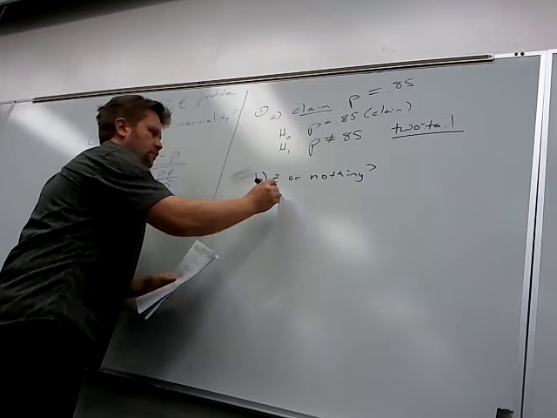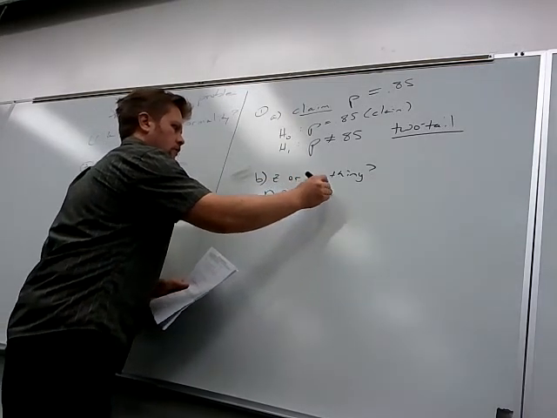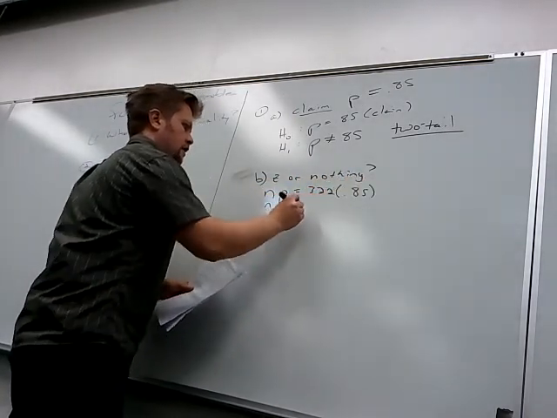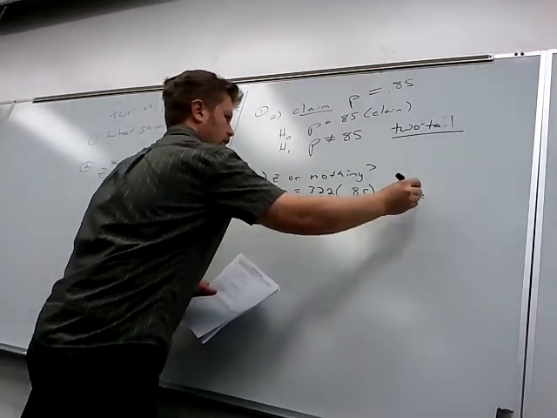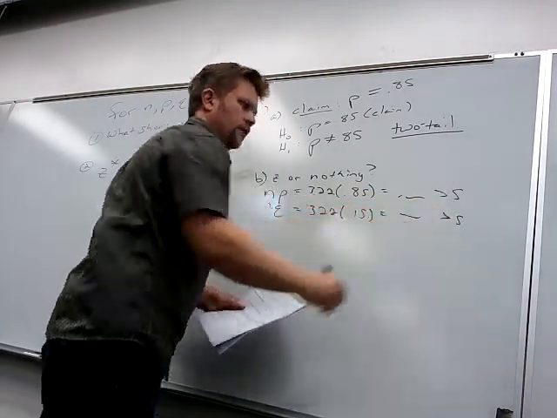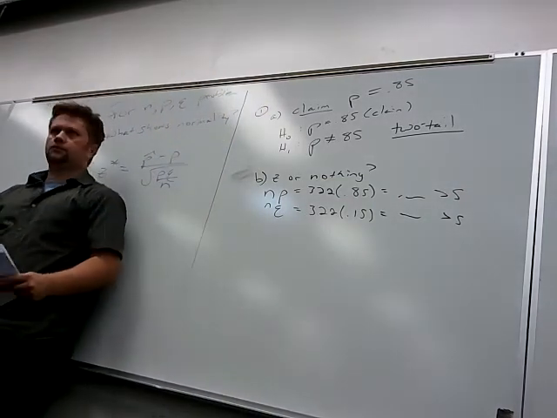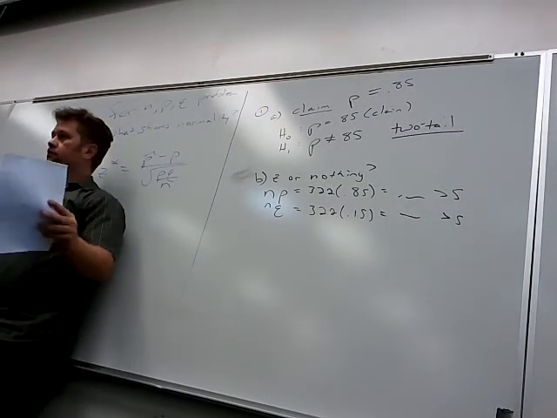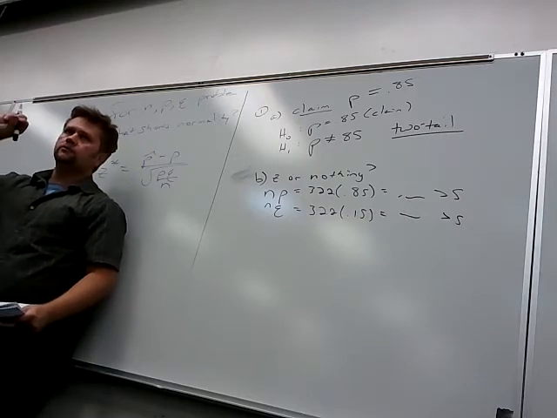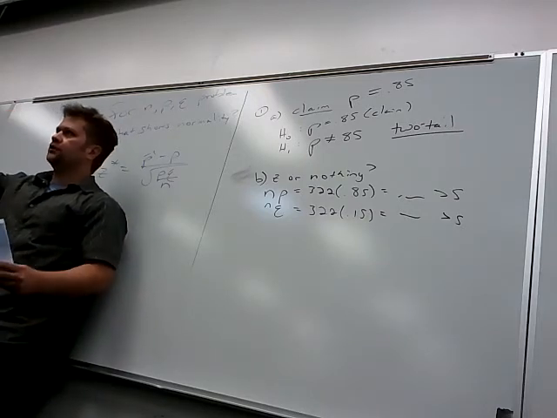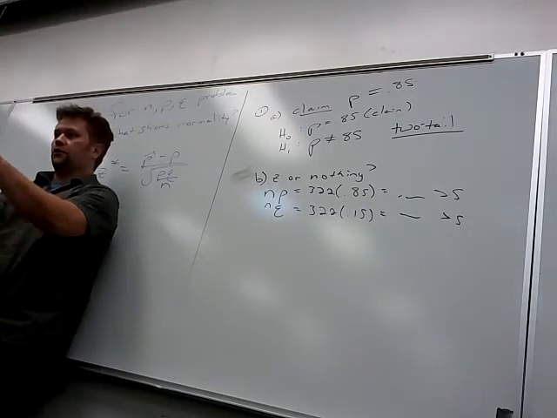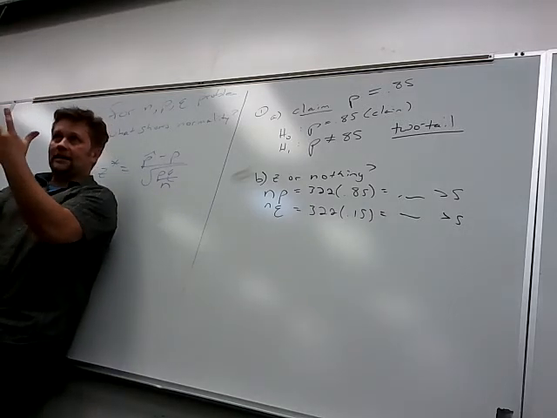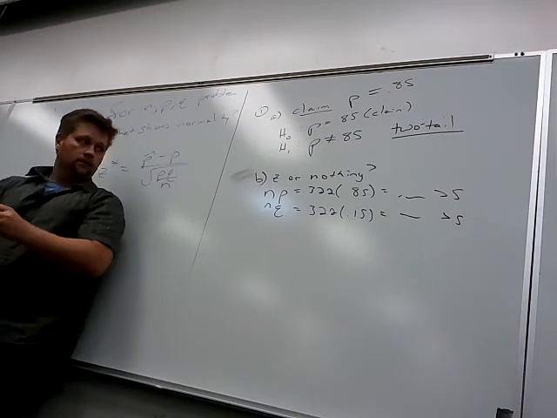So here I got to check np and nq. 322 times 0.85. And whatever it is, that's greater than 5. Right. Whatever you guys got. Is that cool? So far, so good? So I know it's normal. I never use t-scores, so I can use z-scores for an np and nq problem. I never use t-scores because I always know the standard deviation, because I can create it out of p and q.